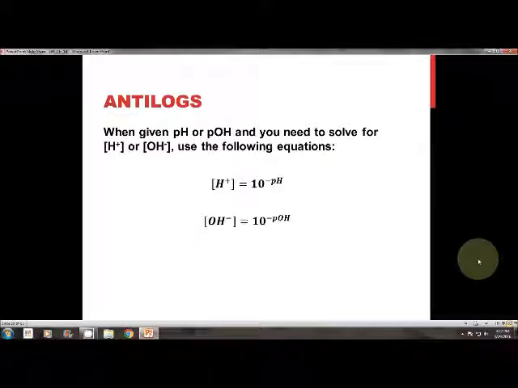Something I forgot to include in the notes are the antilogs. So what if I give you pH and I want you to solve for the H plus concentration? Well, use the antilog, and since it's base 10, the antilog will give you that H plus. So you take 10 to the negative pH to find the concentration of the H plus, and 10 to the negative pOH to find the concentration of the OH, the hydroxide. So write these down. You're going to need them.